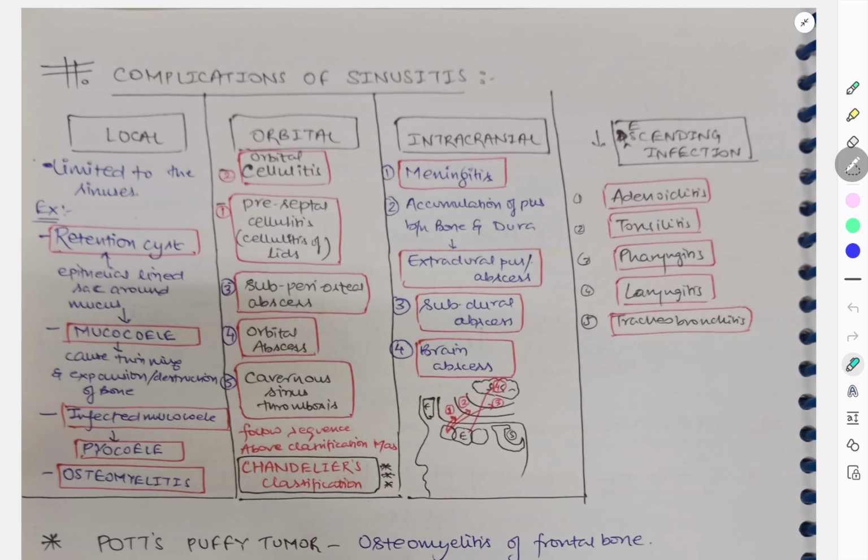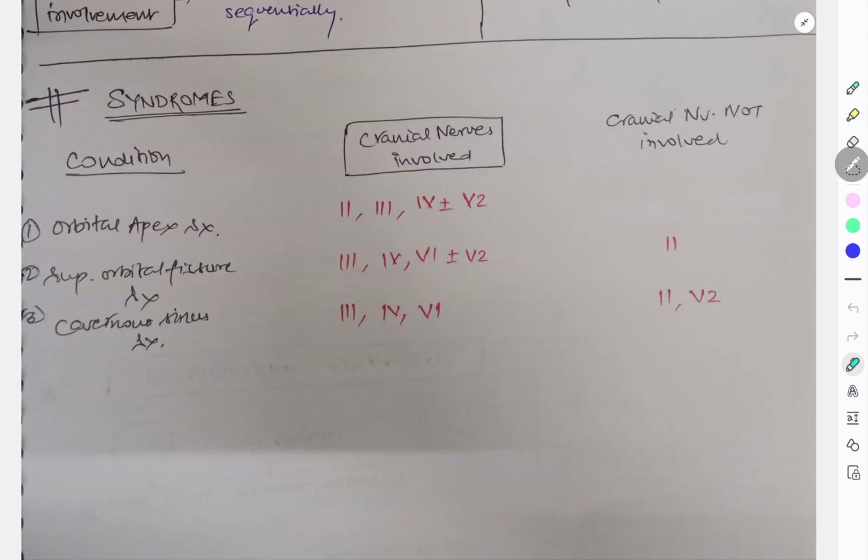So we have learned about the complications of sinusitis. Here let's learn some syndromes or some conditions. There is something called orbital apex syndrome. In orbital apex syndrome, the cranial nerves involved are second, third, fourth, and may or may not be V2, the second branch of the trigeminal nerve. In superior orbital fissure syndrome, the nerves involved are third, fourth, and sixth, and may or may not be the fifth cranial nerve. In cavernous sinus syndrome, third, fourth, and sixth cranial nerves are involved, and the second and V2, the second branch of the trigeminal nerve, are not involved.